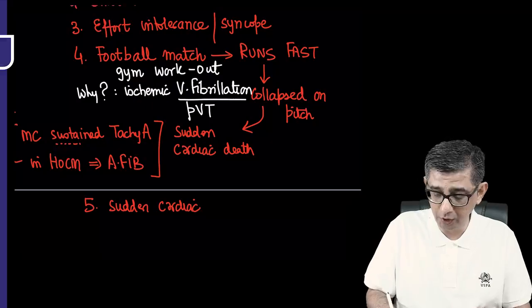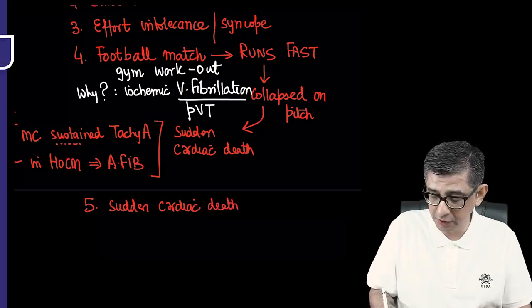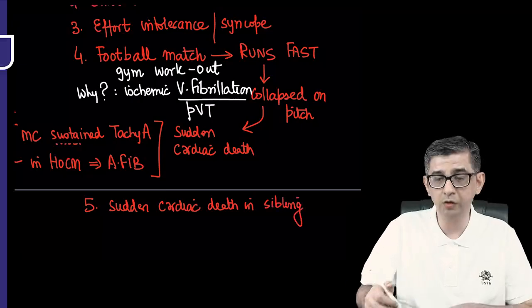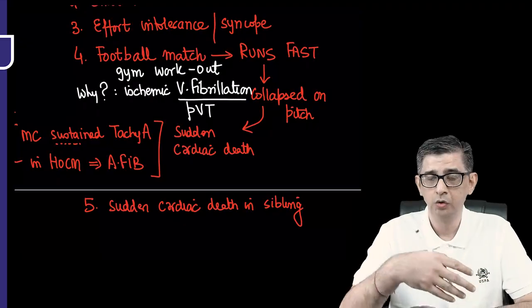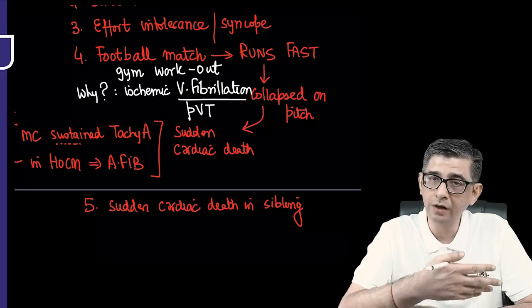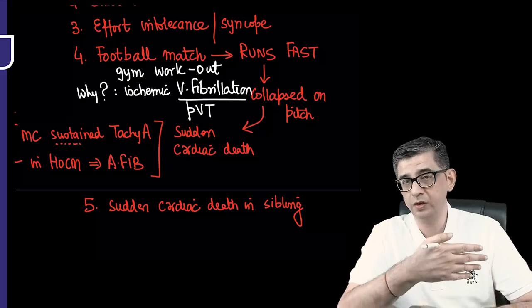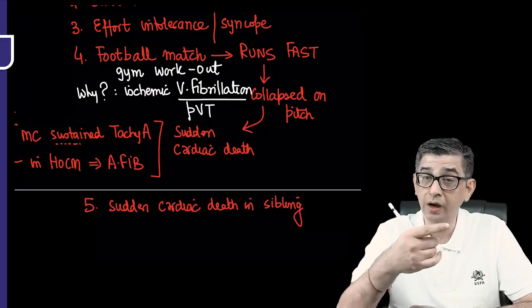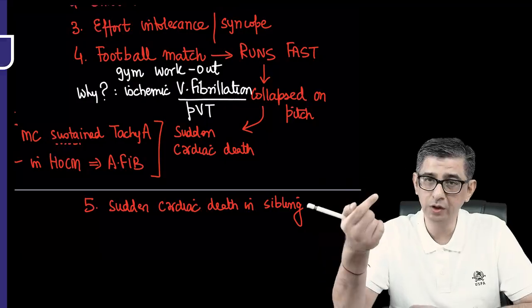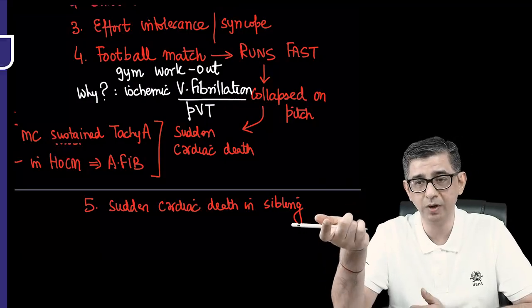So every time you read about sudden cardiac death in a sibling, then you always have to think in terms of possibility of hypertrophic cardiomyopathy. Though during the course of these videos, you will also hear me talking about genetic conditions like Wolff-Parkinson-White syndrome, Lown-Ganong-Levine syndrome, where again there could be sudden cardiac death in a sibling, brother, sister mentioned in the question because they also have a genetic basis.